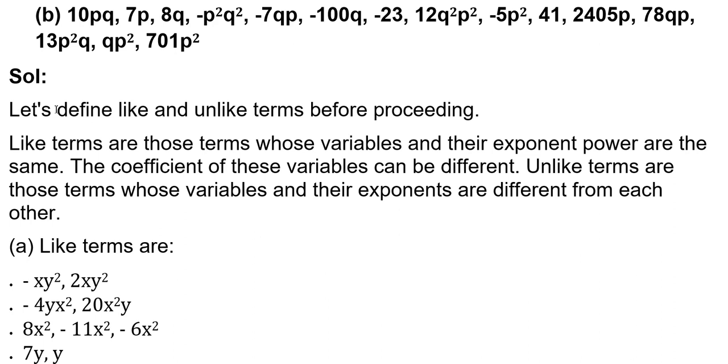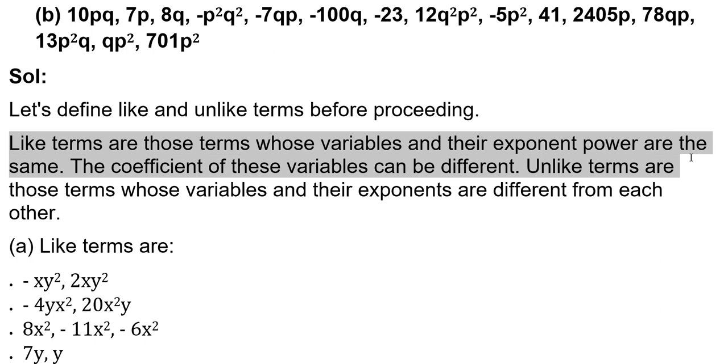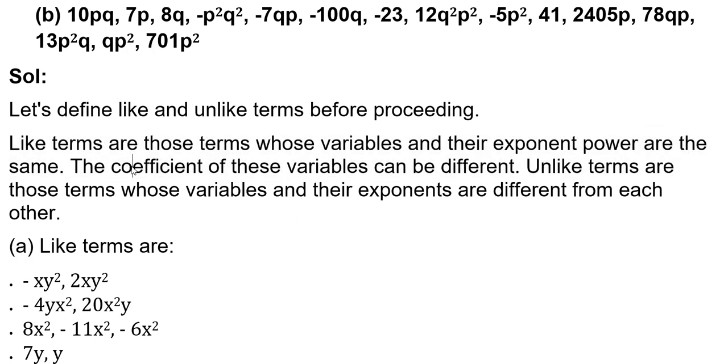Let's define like and unlike terms before proceeding. Again I am saying, like terms are those terms whose variables and their exponent powers are the same. The coefficients of these variables can be different. Like variables, like terms. Unlike terms are those terms whose variables and their exponents are different from each other.